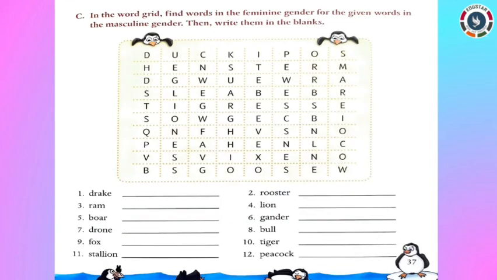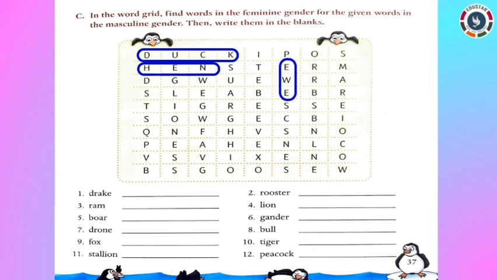Next, turn to page 37, exercise C. In the word grid, find words in the feminine gender for the given words in the masculine gender. Then, write them in the blanks. I have found the words in the word grid. You can refer to page 36 also and then write in the blanks.